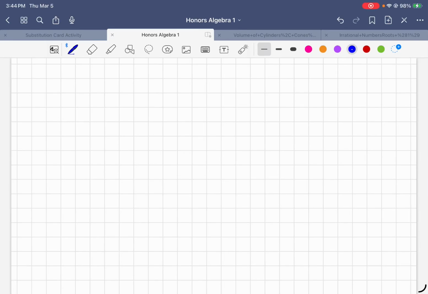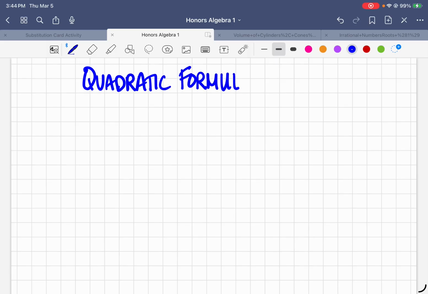Okay, guys, so today we're going to talk about solving quadratics using the quadratic formula. So, quadratic formula. What's nice about the quadratic formula is that this will work for any quadratic equation, whether you can factor it or not. You will always be able to get an answer here.